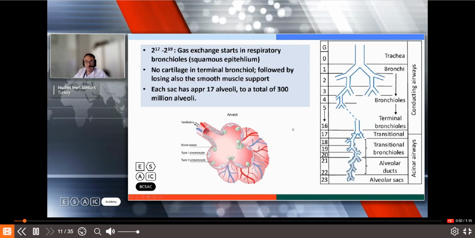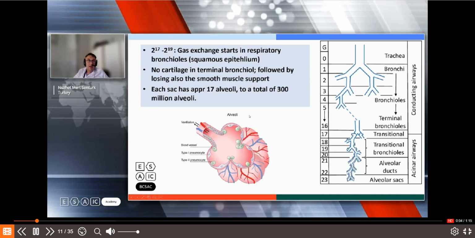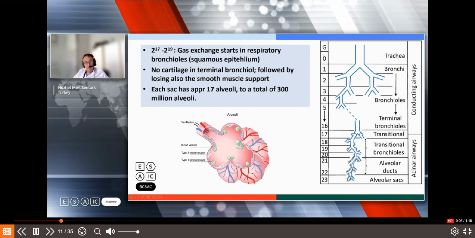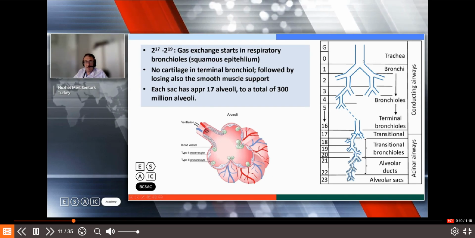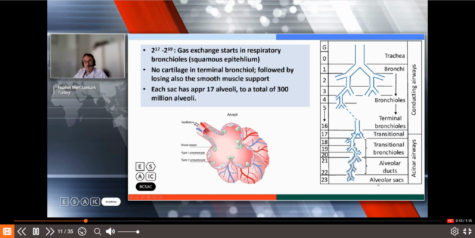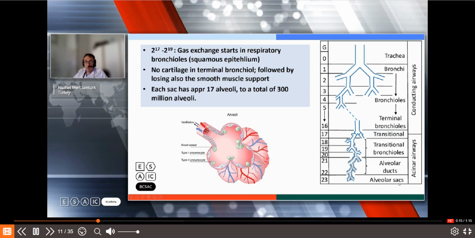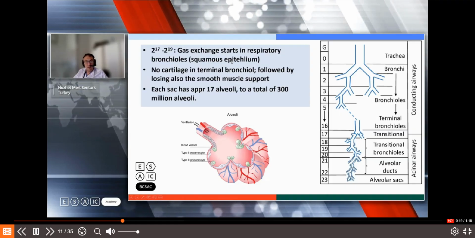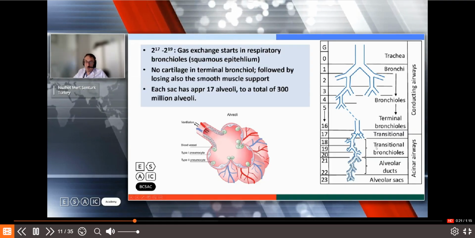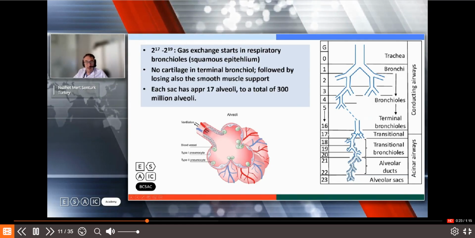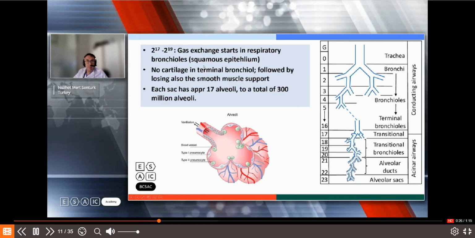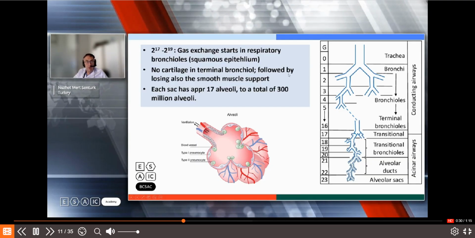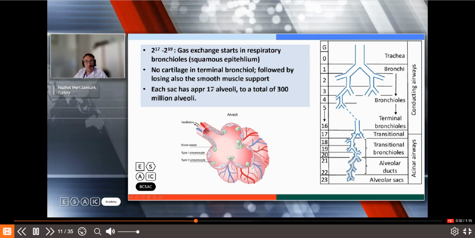Then we have the classification of the airways. We go down to the alveoli. If we consider the trachea as class 0, then we go until the 23rd class, which are the alveoli. Gas exchange starts in the respiratory bronchioles, which are almost class 17 to 19. And then there is no cartilage in the terminal bronchiole. This is followed by losing the smooth muscle support as well.